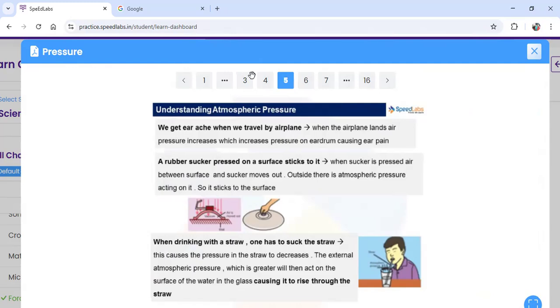A rubber sucker pressed on a surface sticks to it. When the sucker is pressed, the air between the surface and the sucker moves out, yes or no? So outside there is atmospheric pressure acting on it, so it sticks to the surface.